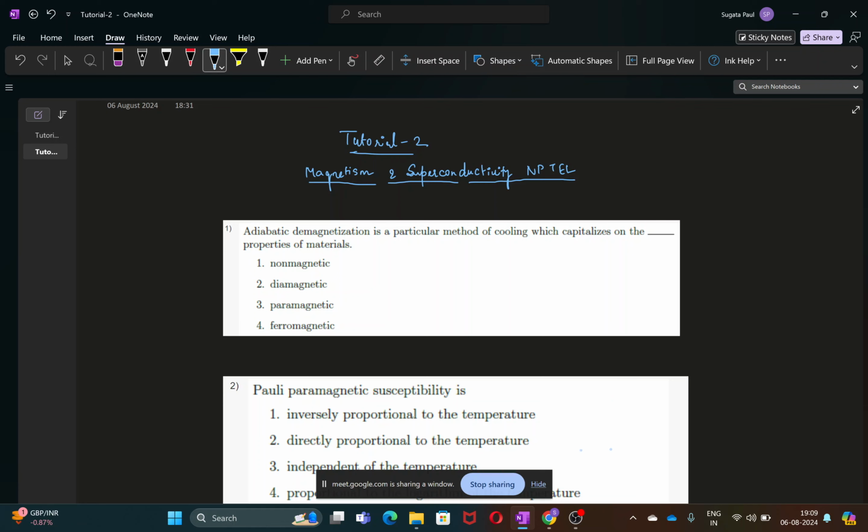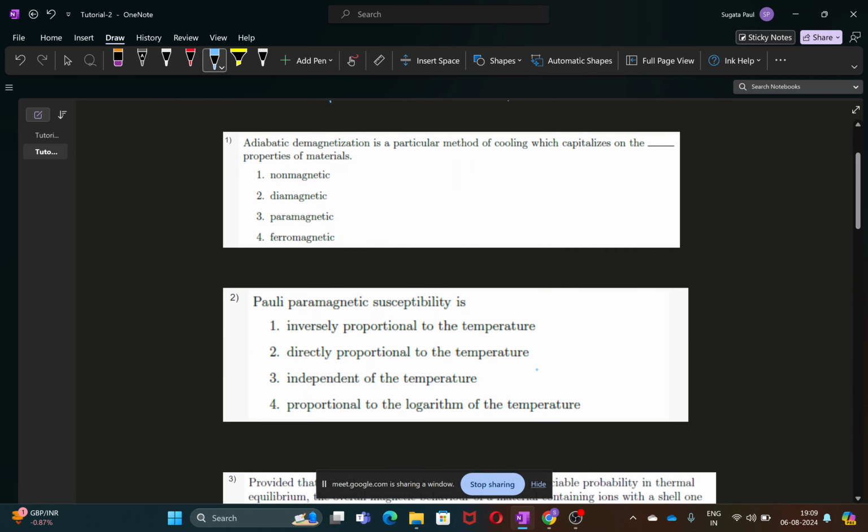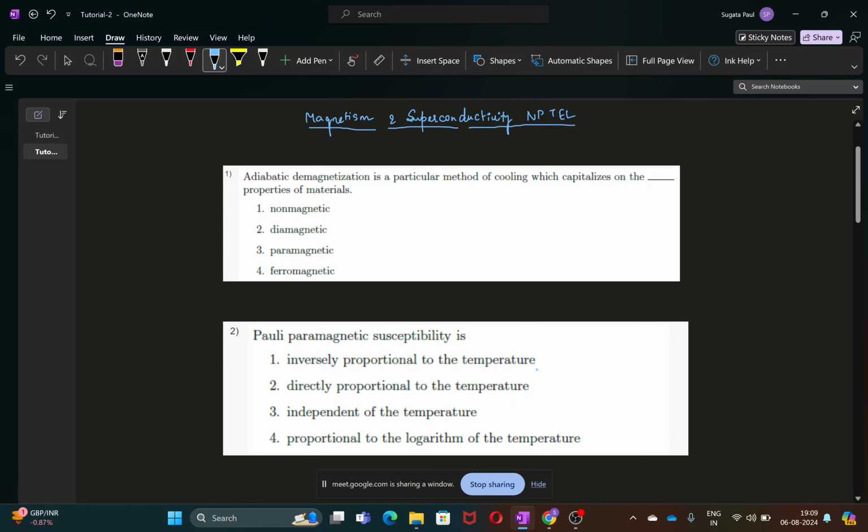Okay, I hope you can see my screen, everyone, and so I'll begin. There are 10 problems in this assignment, and I'll solve them one by one and explain them to you. Okay, let us look at the first question.